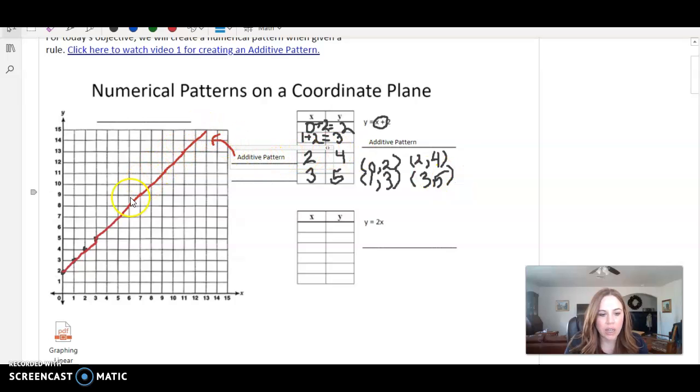Okay, so we just created an additive pattern and we graphed it. And we found that when we graphed our pattern, or graphed our rule where we're adding something to x to get y, we get this nice, beautiful line right here. Well, I think it's beautiful. So let's look at this pattern right here: y equals 2x. Okay, so what's the difference between this pattern up here where we had y equals x plus 2 and y equals 2x?